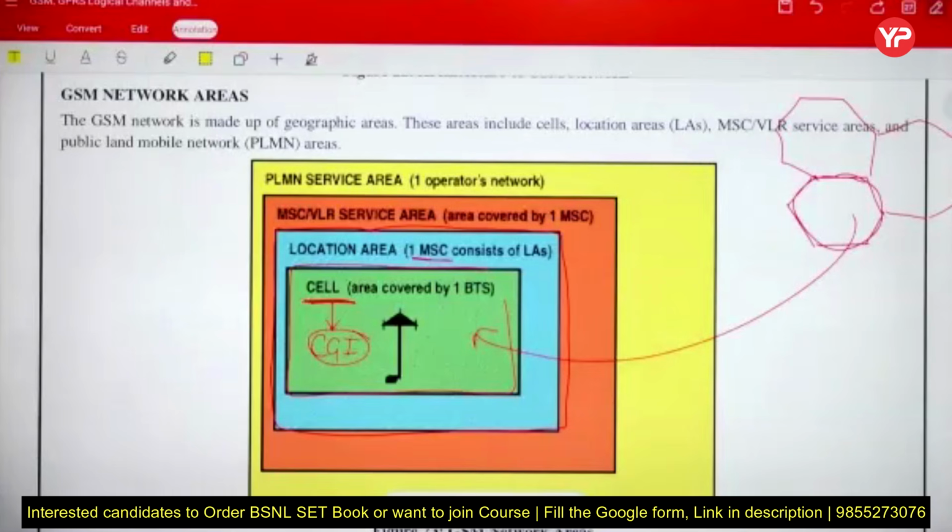Yes, IP and CGI are different. IP is not the same as CGI. IP is different; this is the cell ID. Cell ID means the tower ID, you can say. Each tower has its unique ID, and that is defined as CGI, which is called the cell global identity.